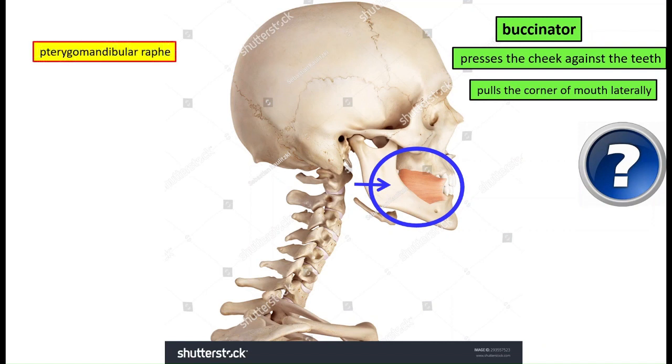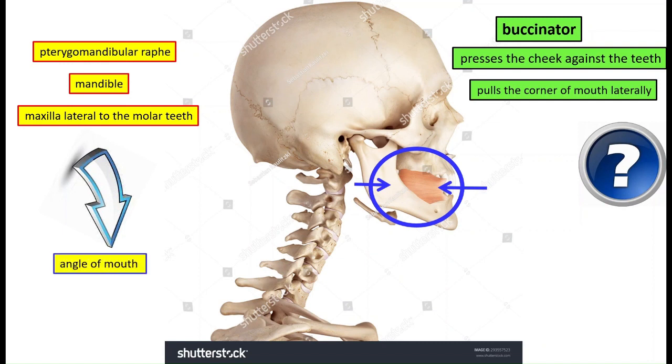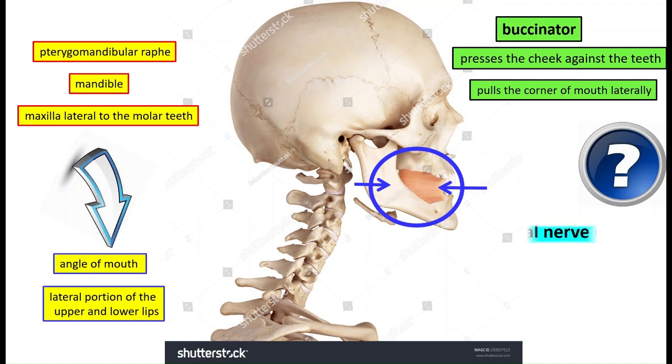This muscle takes origin from the pterygomandibular raphe, the mandible, and the posterior part of the maxilla, and then it is inserted anteriorly into the angle of the mouth and the lateral portion of the upper and lower lips, and it is supplied by the facial nerve, the seventh cranial nerve, and not by the mandibular branch of the trigeminal.